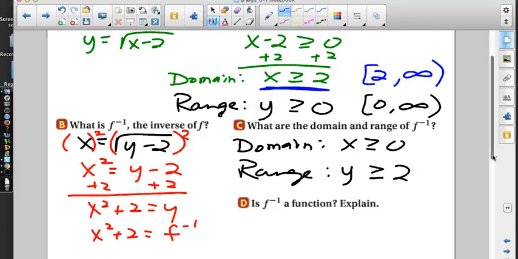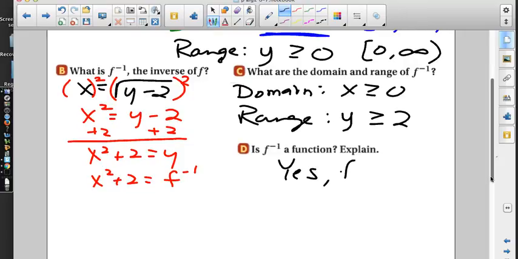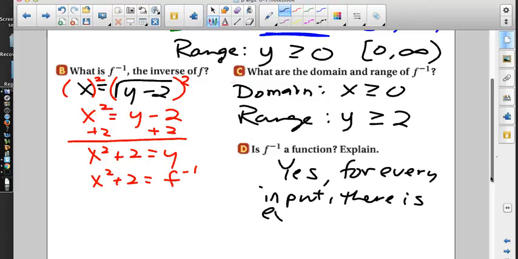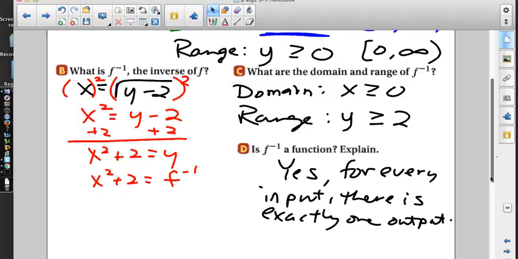And then D says, is that inverse a function? I look over here, I don't see any plus or minuses. If I put a number in there, I'm getting one answer out. This one is a yes. This works. And my explanation would be for every input, there is exactly one output. Exactly one output. There's no plus or minus. Did not have to take the square root, the fourth root, the sixth root, any of that good stuff. All right.